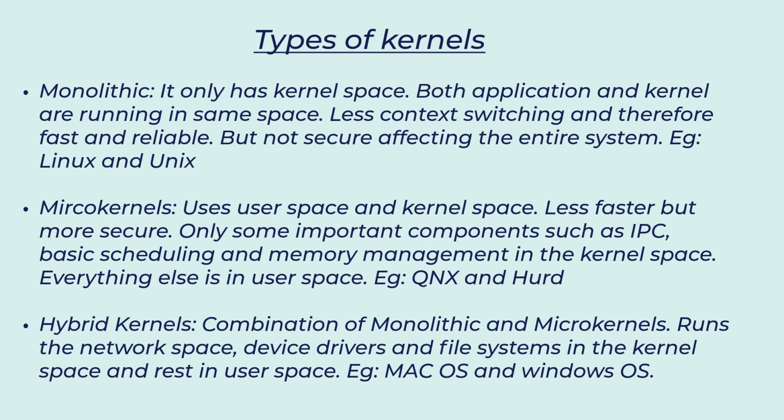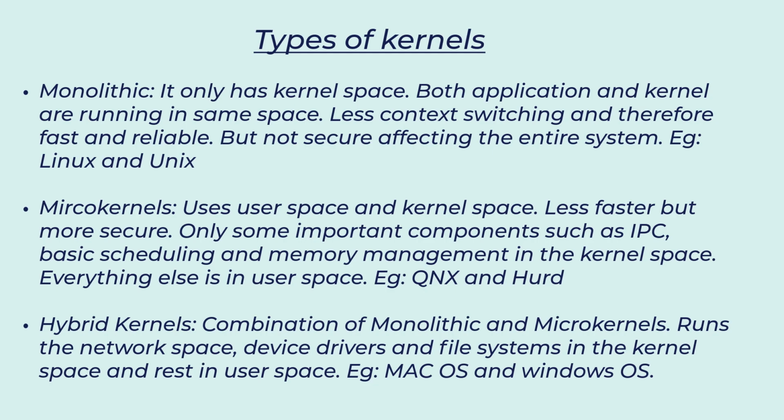Okay, then we have the second type, which is called microkernels. In microkernels we have a user space and a kernel space. Since we have the application in the user space and the kernel in a different space, there has to be a lot of context switching, and therefore it is slower, but since both are separated it's more secure. Only some important components like inter-process communication, basic process scheduling and management, and memory management happen in the kernel space. Everything else is in the user space. Some examples of microkernels are QNX and Hurd OS.